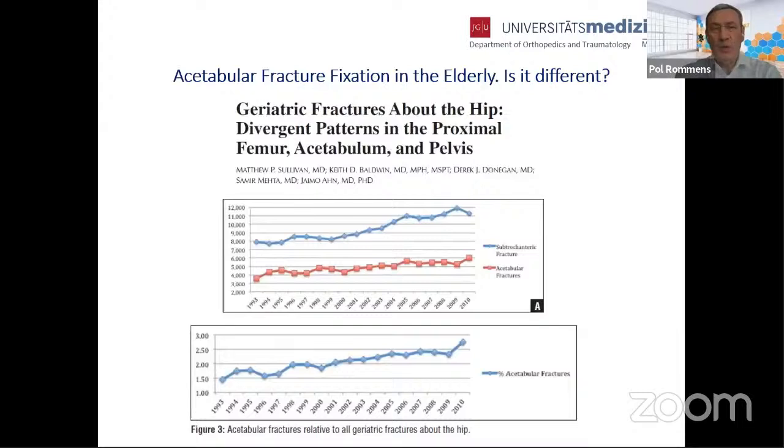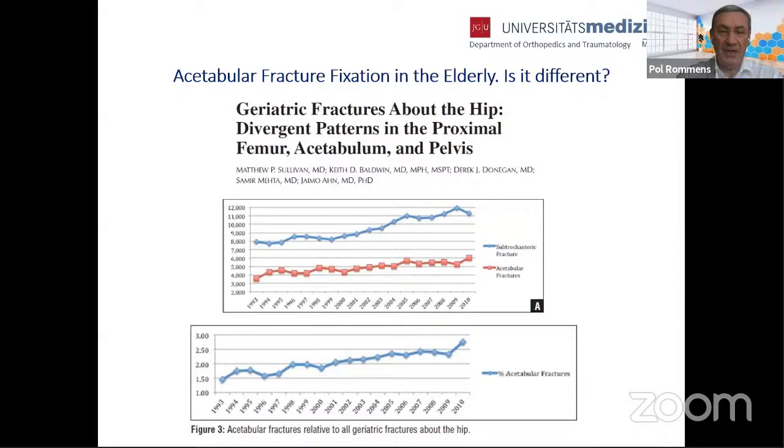In the last decades, we are confronted with a shift in the trauma pathologies due to a growing life expectancy of our people, mostly in the industrialized countries. Due to this very high life expectancy, we see an increase of typical geriatric fractures. Here you see a statistic from the United States from 1993 till 2010, where you see that acetabular fractures in number grew from 3,500 to about 6,000 per year. And this is only in people above 65 years old.